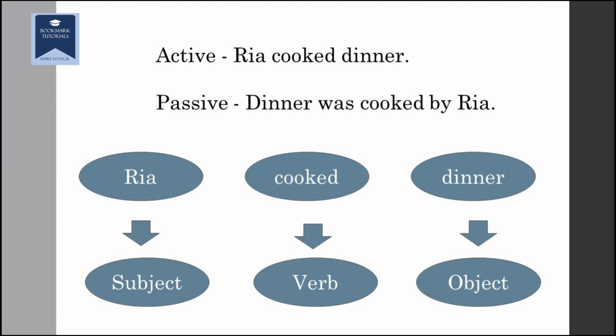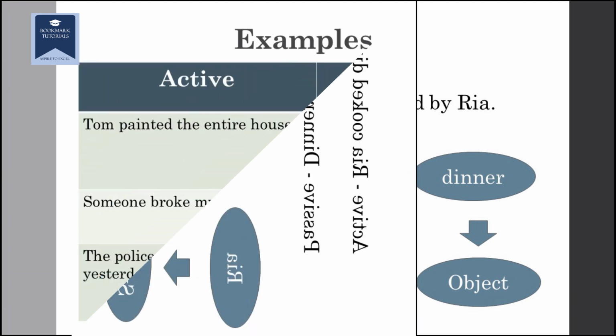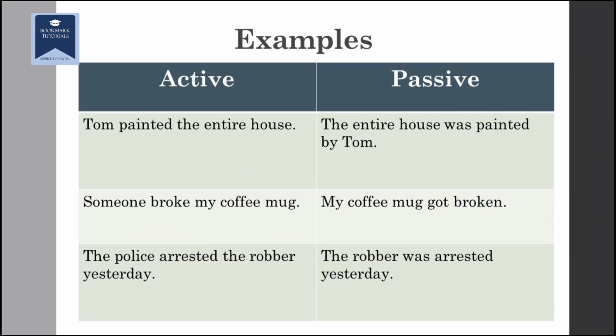We can see that the active sentence places the subject in the beginning of the sentence, whereas the passive sentence places the object in the beginning of the sentence. Let's look at some examples. Tom painted the entire house. The entire house was painted by Tom.